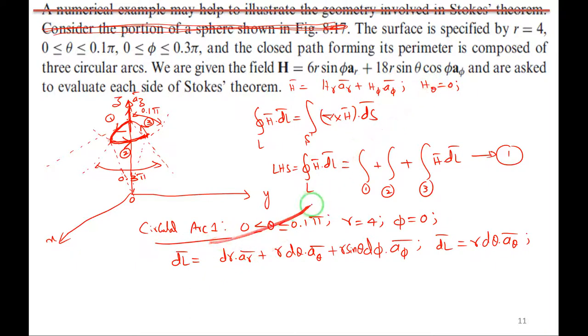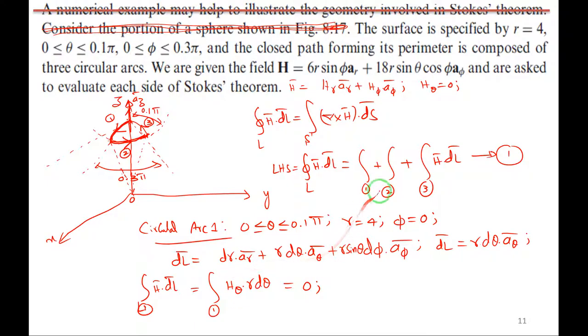So first circular arc, if I integrate h dot dl along this first circular arc, let me write it as 1, circular arc 1. So it is nothing but h theta into a theta, r d theta into a theta. a theta dot a theta is 1, so I am not writing it. So r d theta. So if I integrate along this, what is h theta? It is 0 only, right? So I will be getting 0. I hope you understood. Yes.